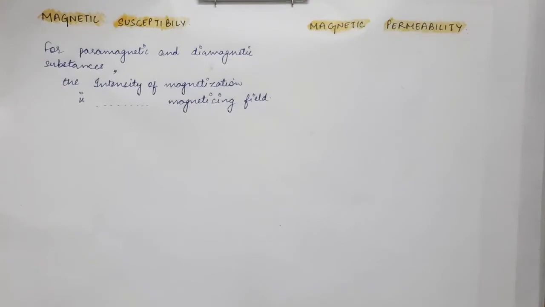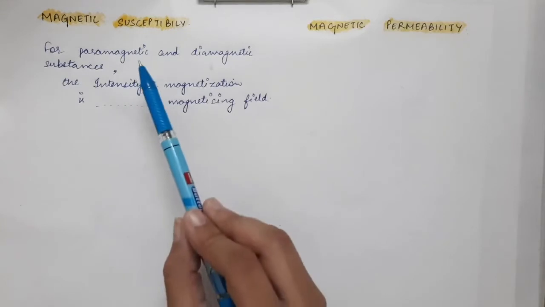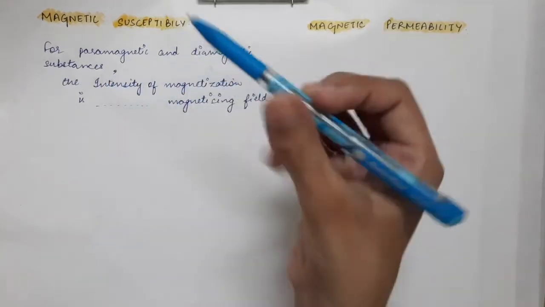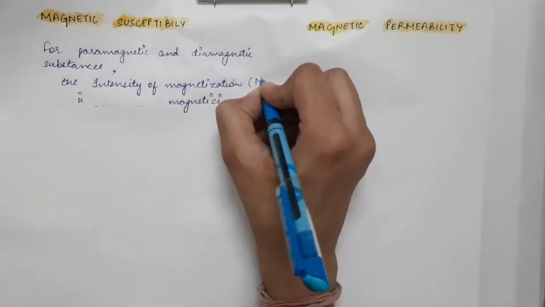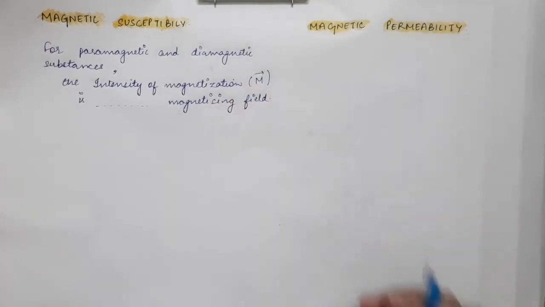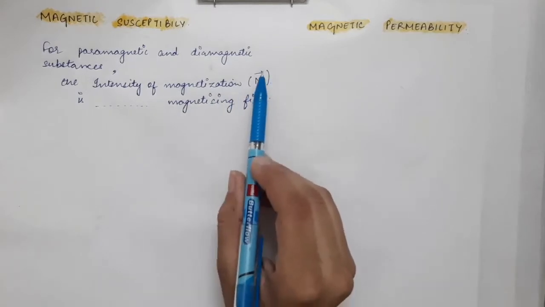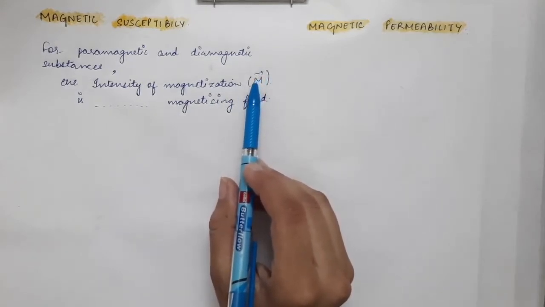Now we will see what is magnetic susceptibility and magnetic permeability. These two quantities are defined for a magnetic material. For paramagnetic and diamagnetic substances, the intensity of magnetization, which we represented by M vector. When a material is placed inside a magnetic field, the material gets magnetized and the intensity of magnetization is represented by M vector for that material.